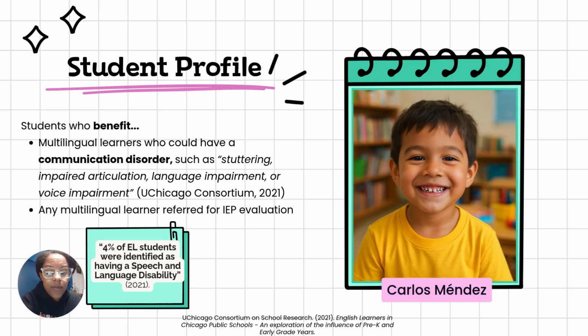A student profile that we have prepared for you that identifies the benefits is specifically for multilingual learners who have a communication disorder such as stuttering, impaired articulation, language impairment, or voice impairment. Really, any multilingual learner referred for an IEP would benefit from a bilingual SLP. A quote that we have from U Chicago Consortium research is that 4% of English language learning students were identified as having a speech and language disability.